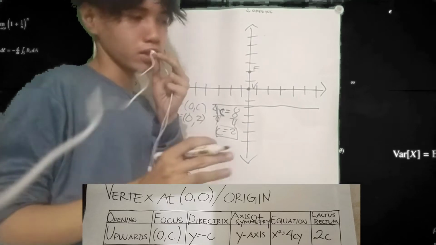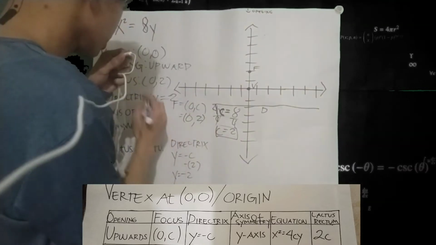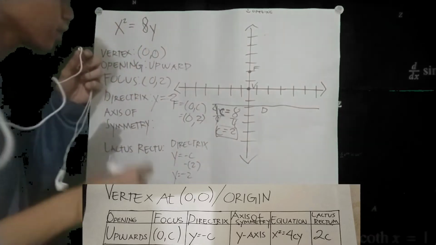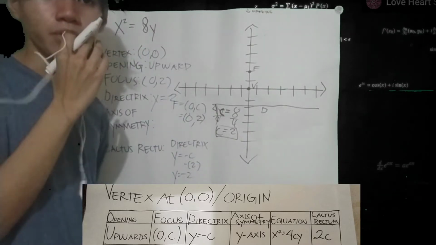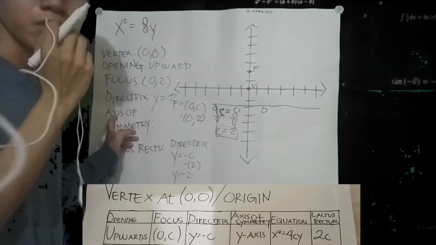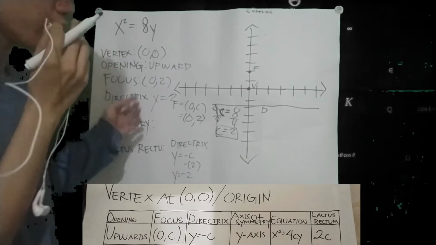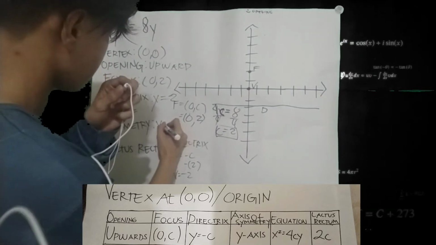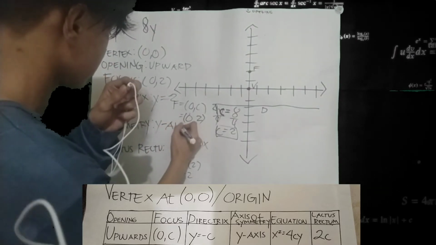Ayan yung directrix natin. And the axis of symmetry, if makikita nyo naman dyan sa guide natin, if upwards yung opening, or kahit naman downwards yung opening ng parabola, yung axis of symmetry agad is the y-axis. So let's write it, y-axis.